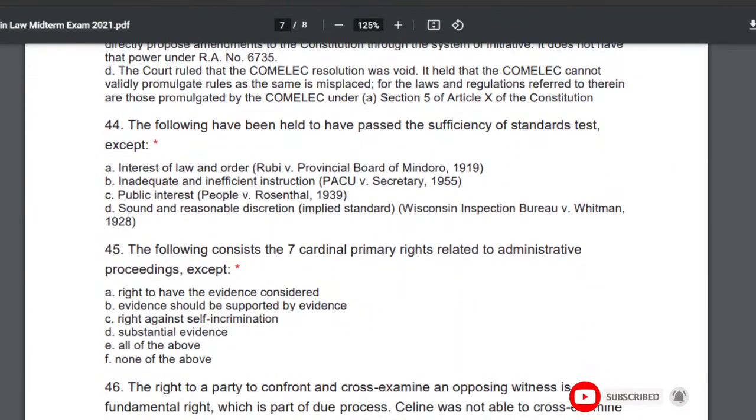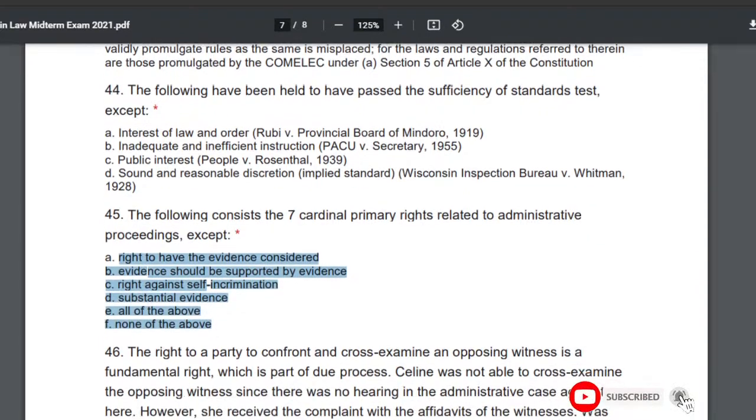The following have been held to have passed the sufficiency of standards test except, okay? Check the word except, okay? Interest of long order, inadequate, inefficient instruction, public interest, and unreasonable discretion. A, B, C, or D. 45. The following consists the 7 cardinal primary rights related to admin proceedings except again. Okay, which is nawawala? Saan dito ang naiba? A, B, C, D, E, or F.